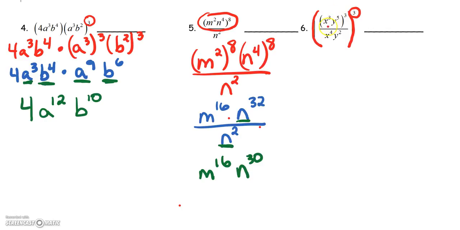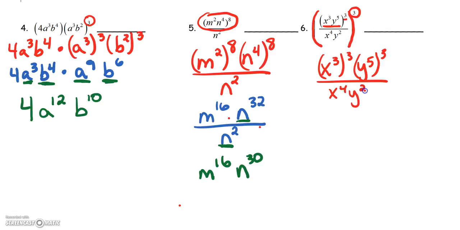We've got an entire expression, x cubed y to the 5th, all taken to the 3rd power. So let's go ahead and take each component and take it to the 3rd power. So x cubed to the 3rd power times y to the 5th to the 3rd power. The denominator remains x to the 4th y squared. Don't forget about the big cubed. We'll get back to that later.